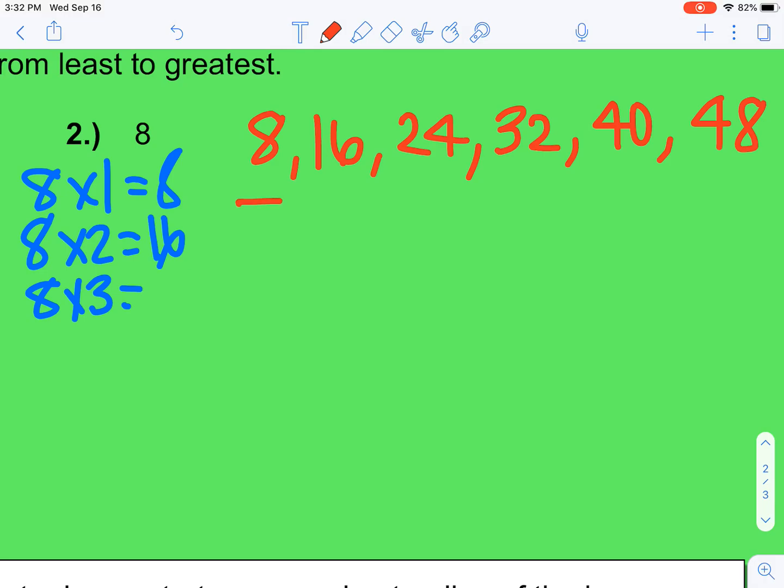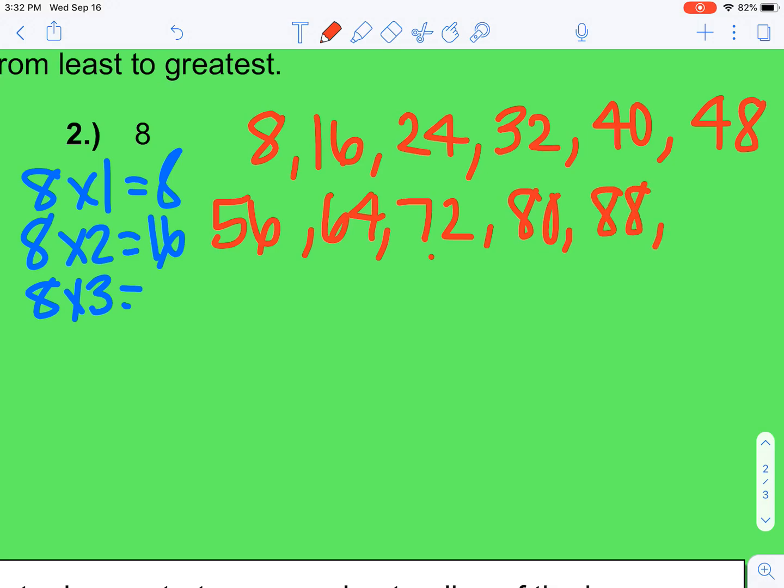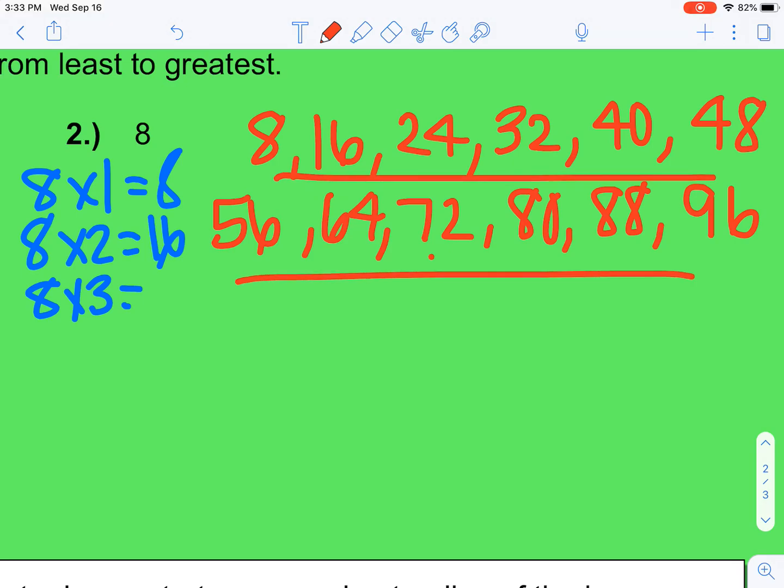8 times 6 is 48. 8 times 7 is 52. 8 times 8 is 64. 8 times 9 is 72. Oops, I messed up. I'm sorry. 8 times 7 was 56, not 52. If you caught that, good catch. So I just did 8 times 9, which is 72. 8 times 10 is 80. 8 times 11 is 88. And 8 times 12 is 96. So I have just listed my first 12 multiples of 8.